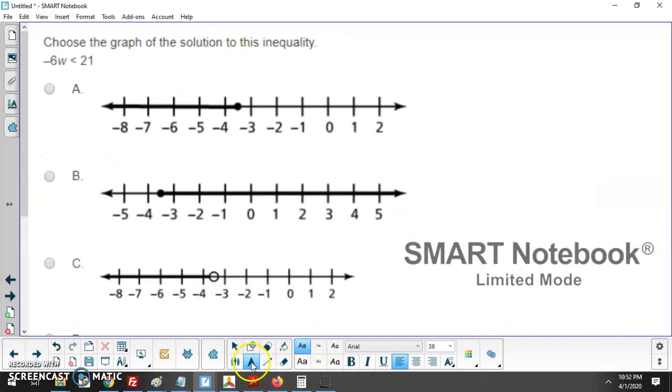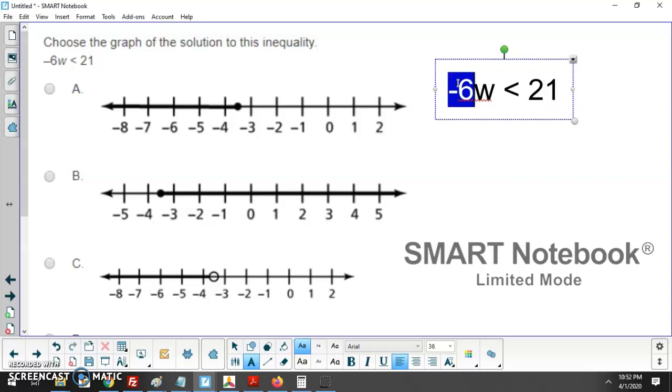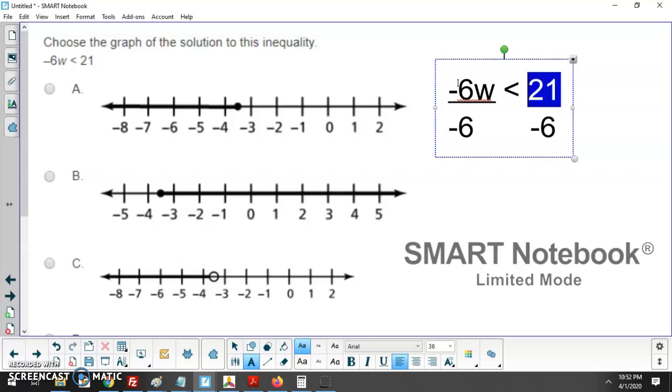Okay, so first one, negative 6w is less than 21. So think about what you would do to get the variable by itself. You would want to undo the multiplication of negative 6, so you would divide by negative 6 because you want to get it equal to positive 1w. So negative divided by negative is a positive 1. You would divide the other side by a negative 6 as well.